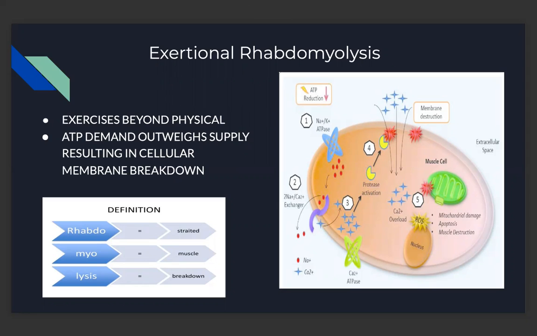Exertional rhabdomyolysis is exercise beyond physical limits. ATP demand outweighs supply, resulting in cellular membrane breakdown. Any insult that damages the ion channels through direct myocyte injury or reduces the availability of ATP for energy will cause disruption in the proper balance of intracellular electrolyte concentrations.